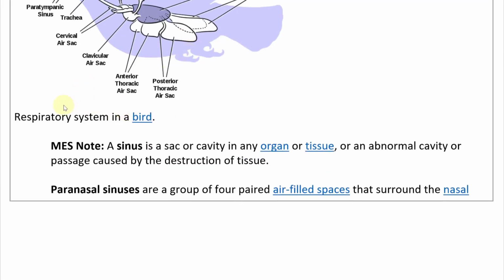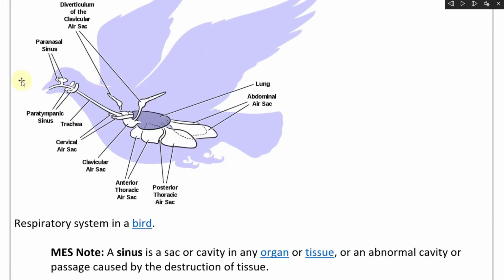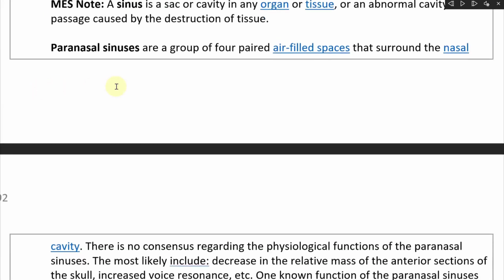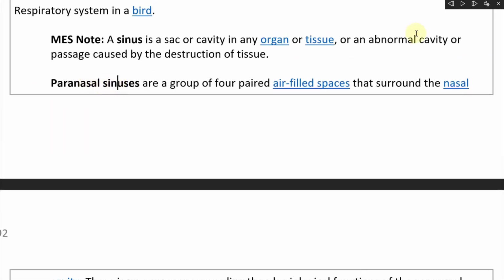Alright, so a note right here: a sinus is a sac or cavity in an organ or tissue, or an abnormal cavity or passage caused by the destruction of tissue. So yeah, basically a cavity there, the paranasal sinus there. There's another one over here, the paratympanic sinus. Yeah, I'm not going to go over every single one of these, but let's look at the paranasal sinuses right here. See how this was pronounced.